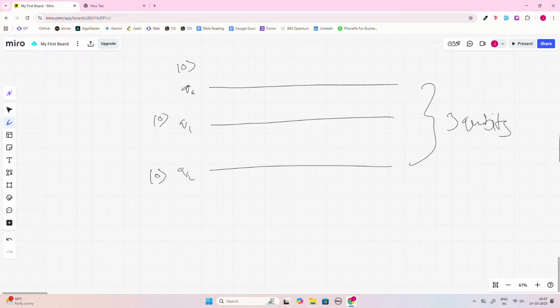Now, in order to convert this single state into a superposition state, right now I'm having only the zeroth state, right? From that zeroth state, I want to convert it into a superposition state. At that time, what will I be doing? Simply, I will apply one gate, and that gate is called the Hadamard gate.